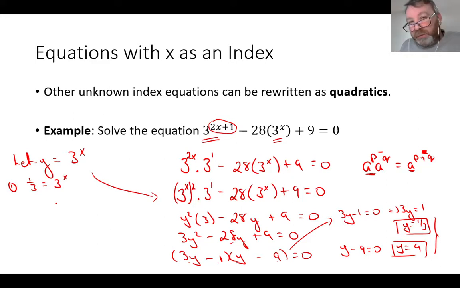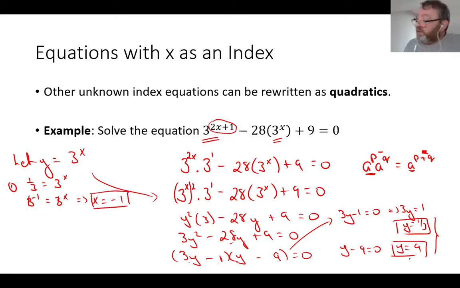And then we fall back on the rules we had in the previous section. 1 over 3: a fraction can be written as a negative power. Remember I told you that? Negative powers always involve division. So that, thanks to your tables, is 3 to the minus 1 equals 3 to the x. Same bases on each side. Cancel the base. First answer, x equals minus 1.